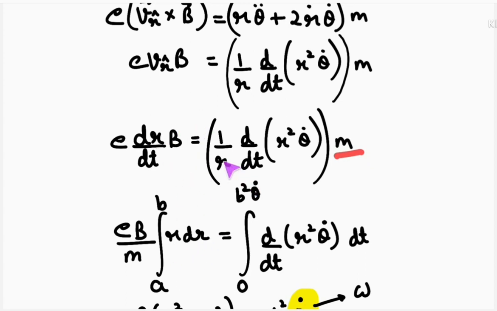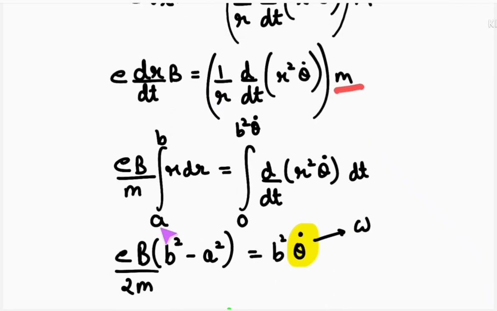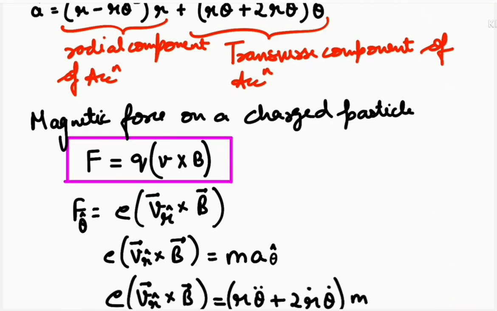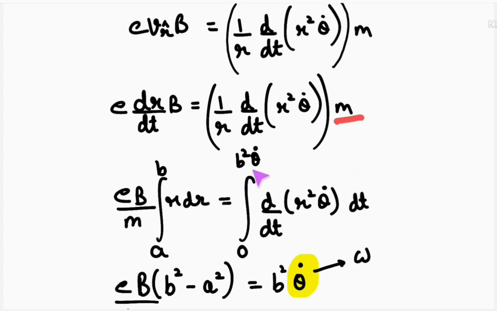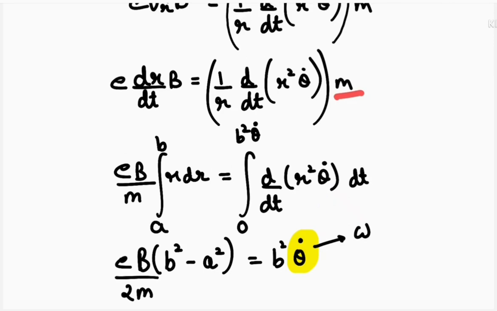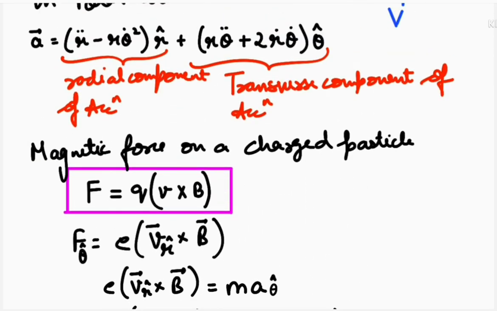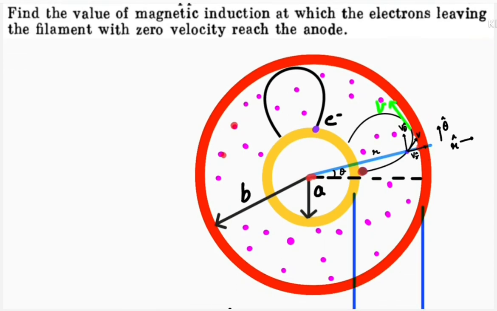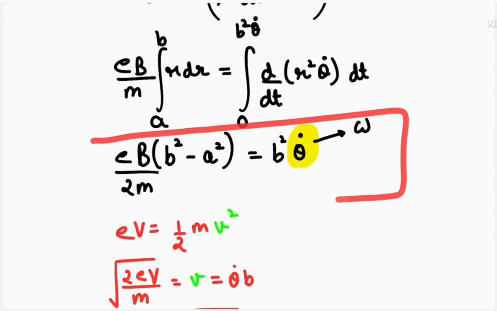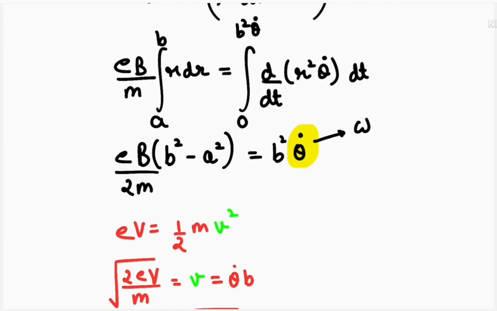Now I can integrate this expression, taking r dr on this side and dt on this side. Now r dr will be integrated from a to b, and this expression will be integrated from 0 to b square theta dot. Why 0? Because initially theta dot will be 0. At this point the value of r square theta dot will be b square theta dot, where theta dot is nothing but omega, the angular velocity. So the expression we get from integrating is eB upon 2m times (b square minus a square) equals b square theta dot.